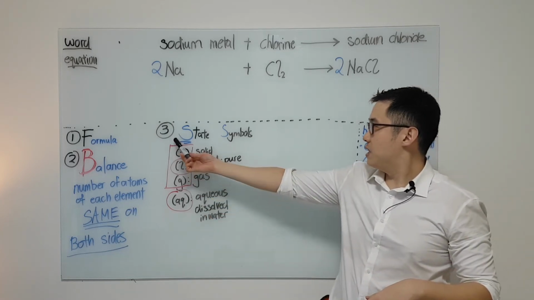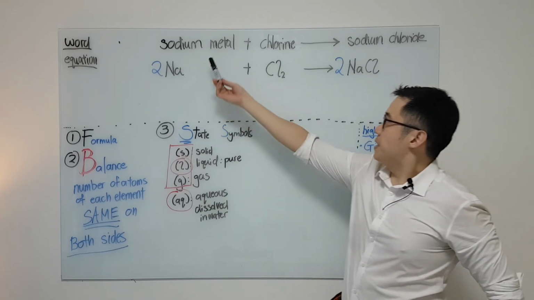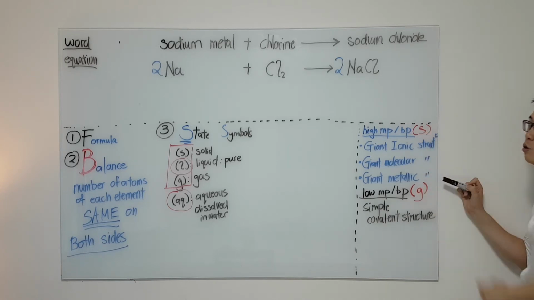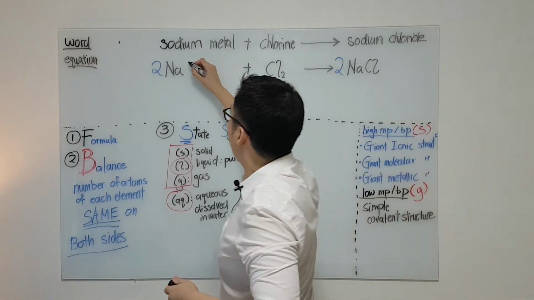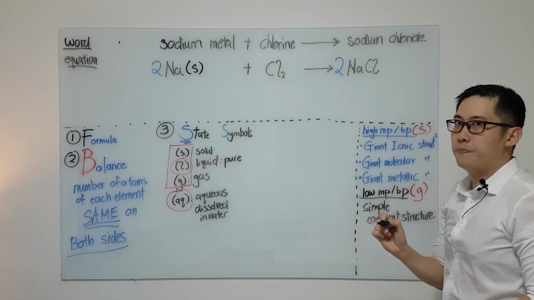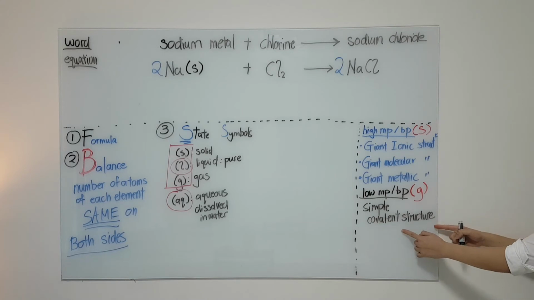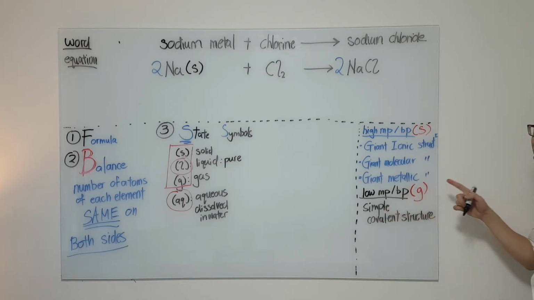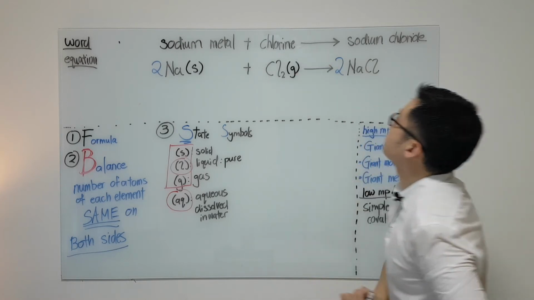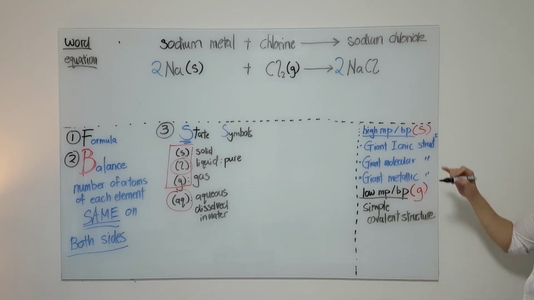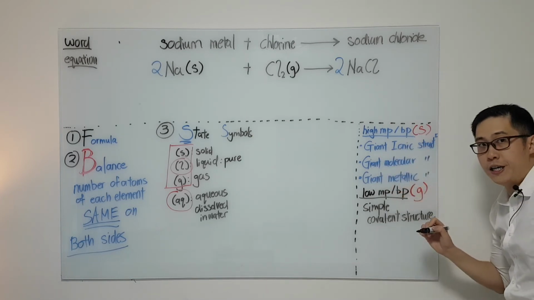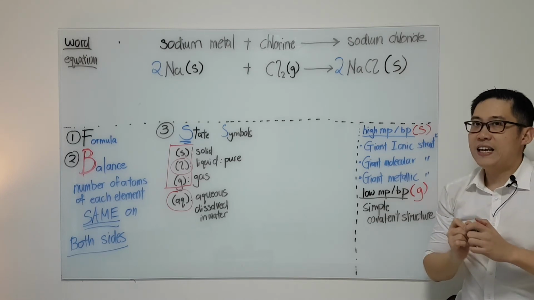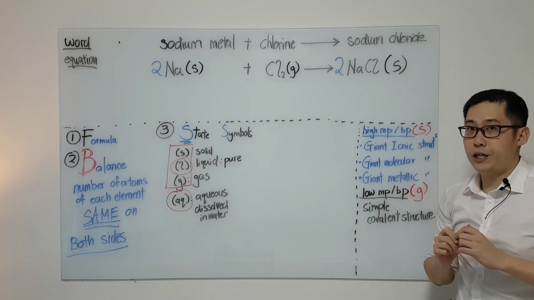Next, I need to consider the state symbols. Now, sodium is a metal. It has a giant metallic structure. With a giant metallic structure, we know it is usually solid at room temperature. So I am going to put a solid here for sodium. When it comes to chlorine, chlorine has a simple covalent structure. Because of the low melting point and boiling point that a simple molecular structure has, we know that it is going to be a gas. Sodium chloride is a giant ionic structure. At room temperature, it is going to be solid state. So students, this is how we write a chemical equation.